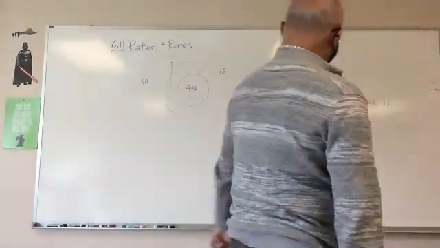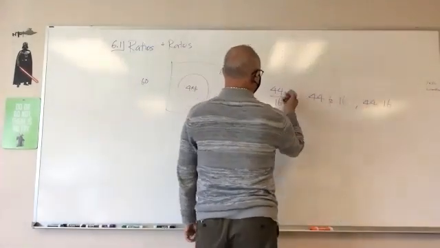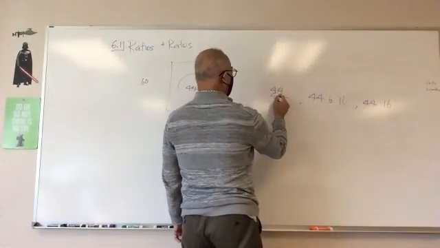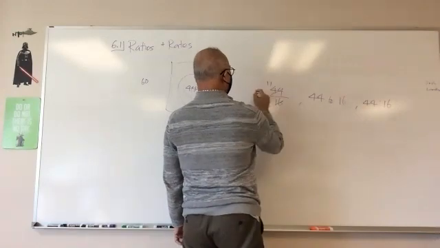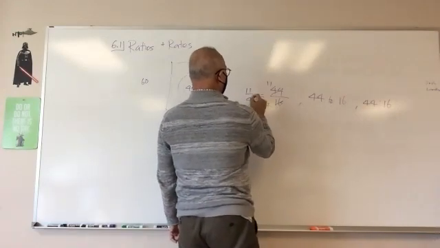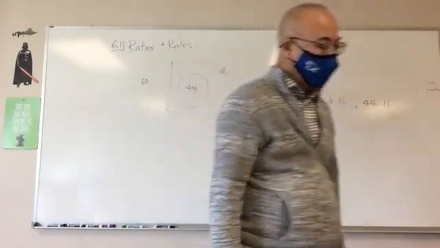And actually, this is reducible, right? 44 to 16 reduces to 11 to 4. So it's the same as 11 over 4. You can write it that way.